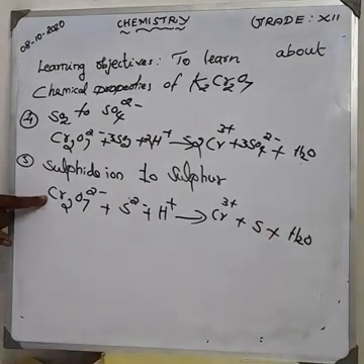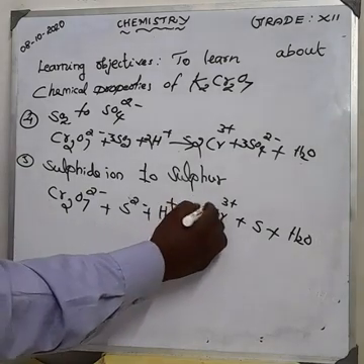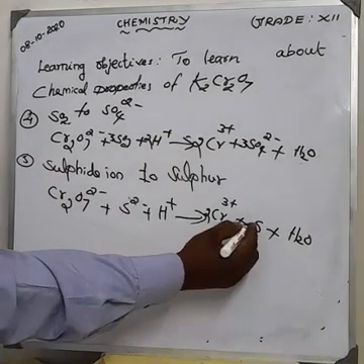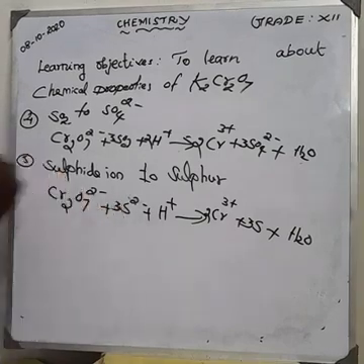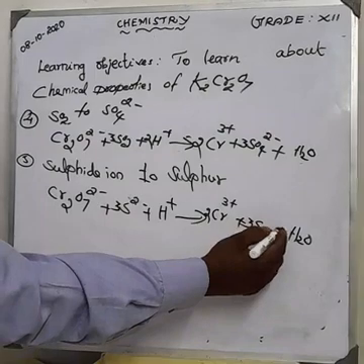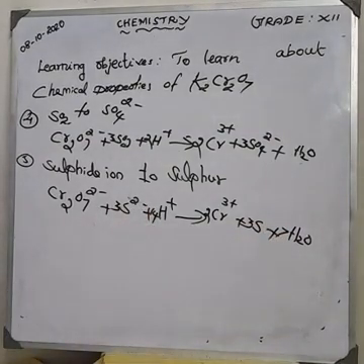So how much chromium is there? 2 chromium, make it 2 chromium. Now chromium is balanced. What about sulfur? Make it 3 here. So this is also balanced. And about the oxygen, how much oxygen is there? 7 oxygen, make it 7 here. Equation is balanced. Clear? Have it out. Next one.